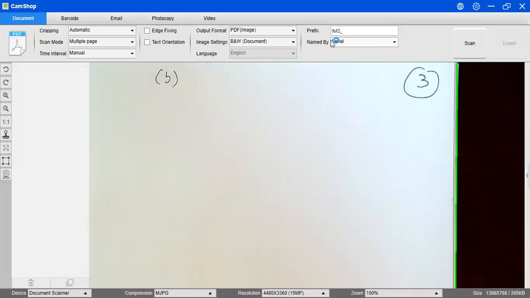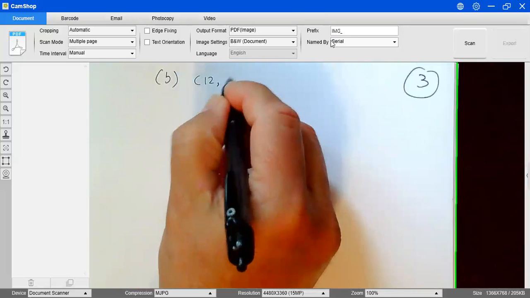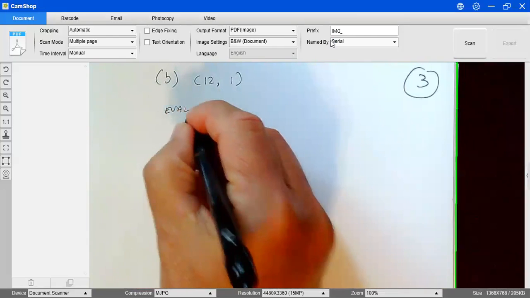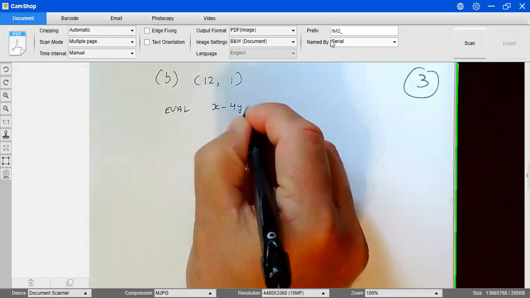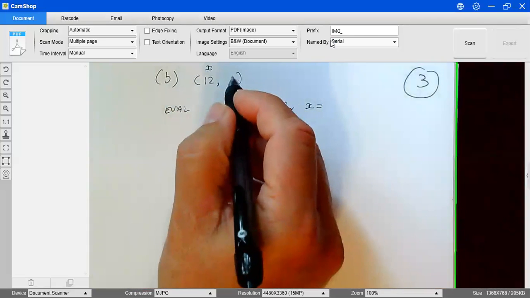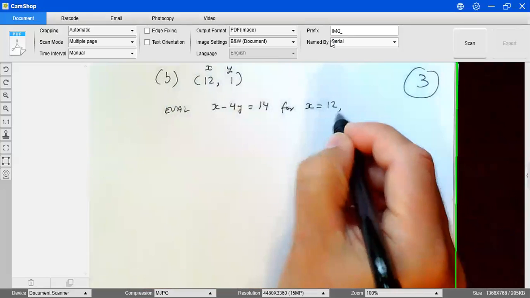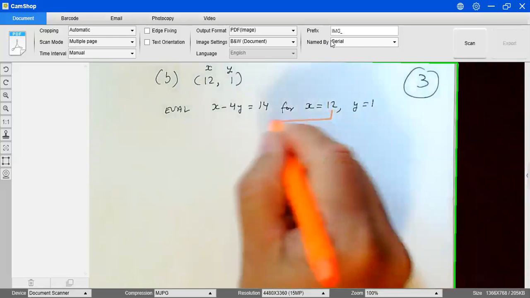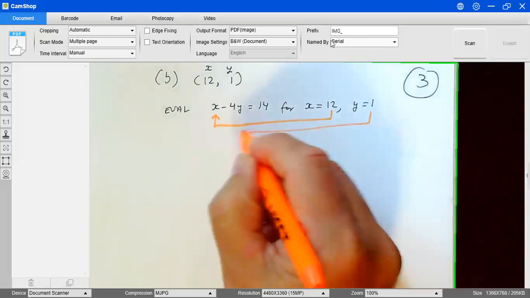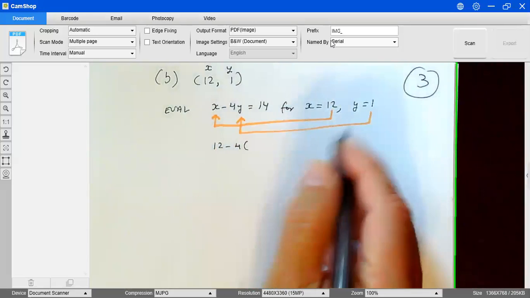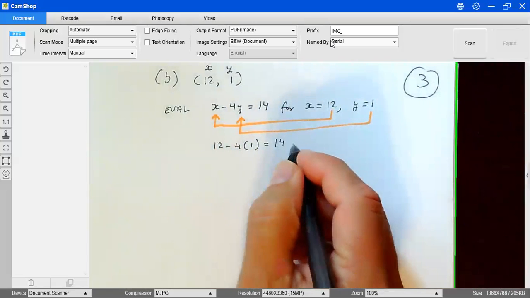And now we're going to test whether 12, 1 is also a solution of the same equation that we just mentioned. So we're going to evaluate again the same equation, x minus 4y equals 14. Remember, the first value is x, the second value is y, so x equals 12 and y equals 1. That's the evaluation that we're going to perform. So that means that now we're going to replace x with 12 and y with 1. So let's do that. We're going to get 12 minus 4 times 1 equals 14.